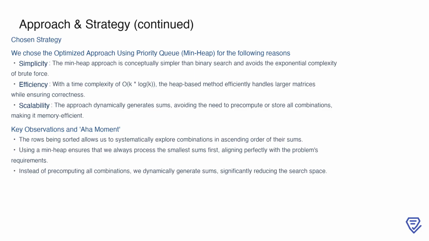A key insight that guided this choice is the fact that the rows are sorted, which allows us to systematically explore sums in ascending order. By leveraging a min-heap, we ensure that the smallest sums are always processed first, aligning perfectly with the problem's requirements. Additionally, dynamically generating sums rather than pre-computing them significantly reduces the computational overhead, making this approach both practical and optimal.